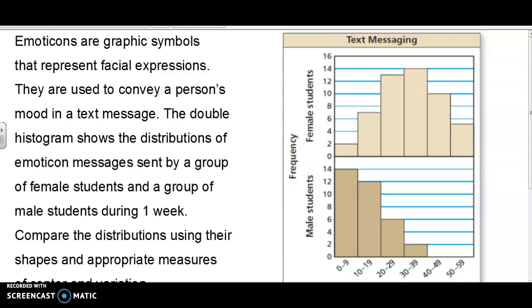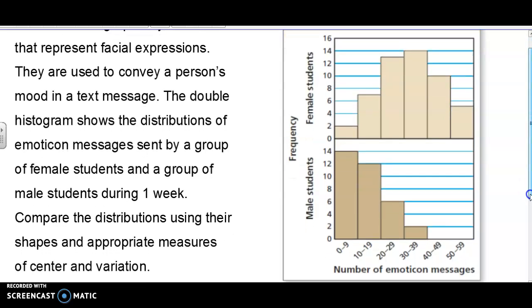Okay, so the next kind of problem you might get is they might give you 2 things. This one is about emoticons, which I guess is what came before emojis. Graphic symbols that represent facial expressions, like the semicolon and the parentheses to make a smiley face or a winky face. They're used to convey a person's mood in a text message. The double histogram shows the distributions of emoticon messages sent by a group of female students and a group of male students during 1 week. Compare the distributions using their shapes and appropriate measures of center and variation.